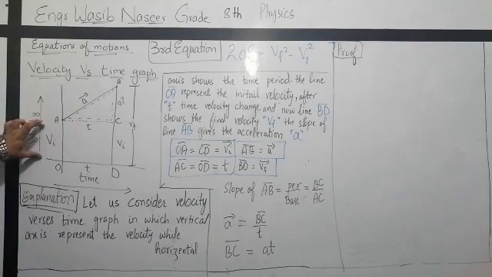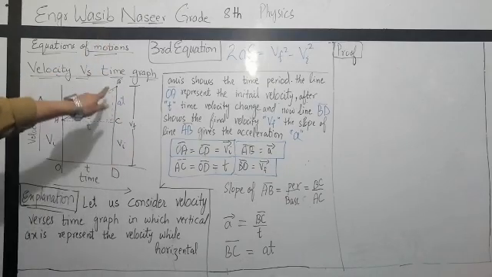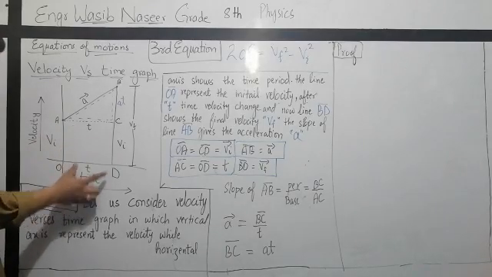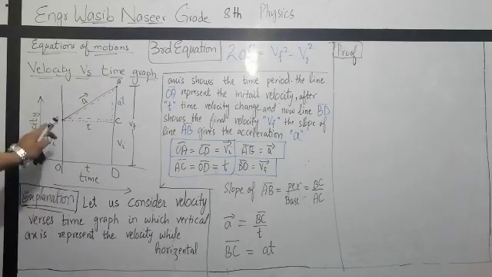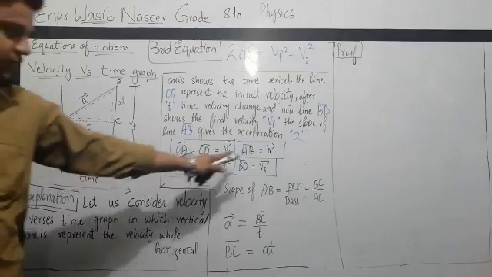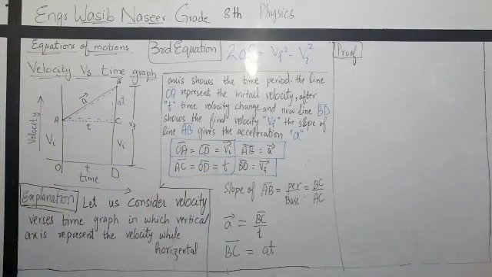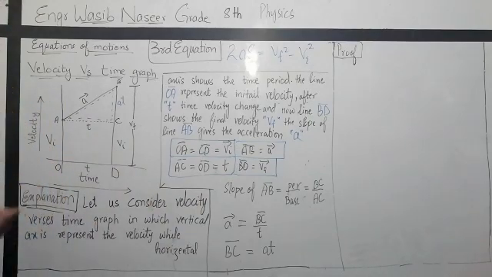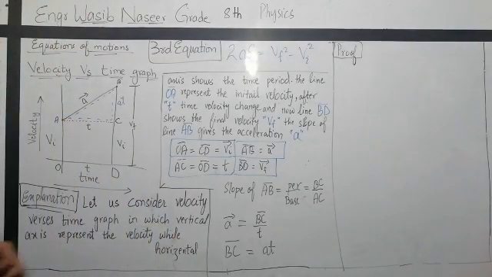This line O is the initial velocity, and this vertical line is the velocity, but it is the final velocity. The horizontal line is the time period. The slope, velocity divided by time, is the acceleration. Then we wrote all these values in the table and used the formula of slope equal to perpendicular by base. As you watched in the previous video, we proved that BC is equal to at.